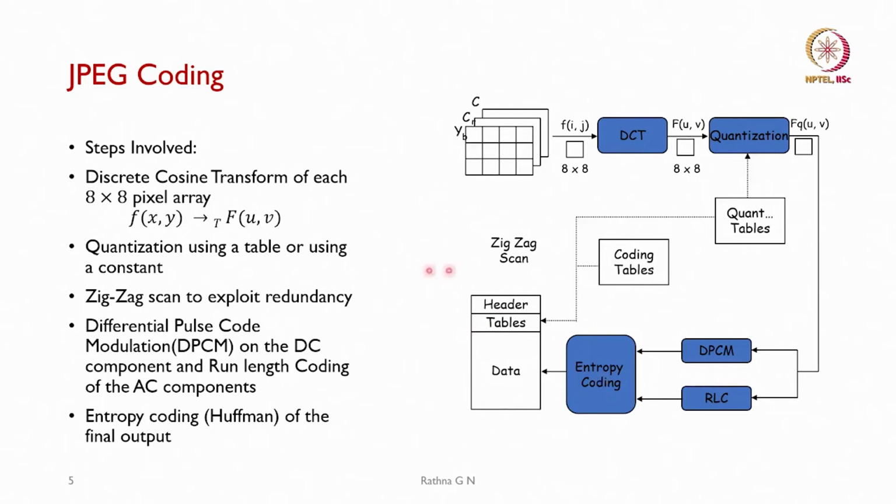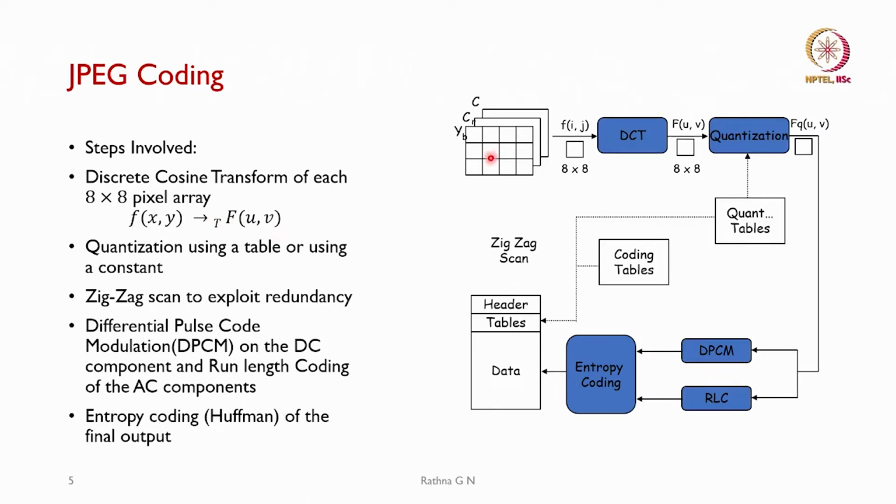So, how are we going to incorporate this in JPEG coding? These are the steps involved. First, we do the discrete cosine transform of each 8 by 8 pixel array. If f of x comma y is an image, we take the DCT, and the output we get is f of u comma v.